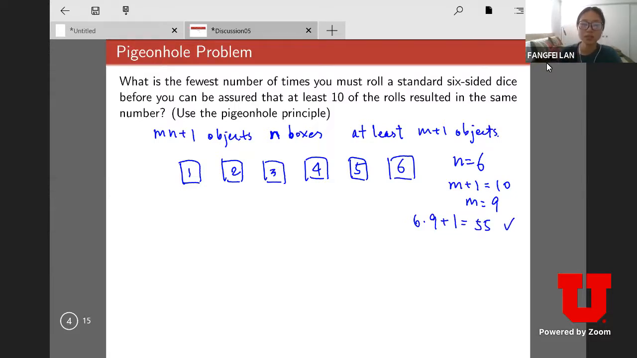So this is using the theorem, using the formula that we have. But if you want to think about it intuitively, we have 6 boxes, right? And the worst case scenario is that we filled 9 because we want 10. We want 10 to end up in the same box, right? That's the goal. So let's say we fill 9 in each box. For the first 54 rolls, we somehow got this. This is the worst case possible. We get 9 in each box.